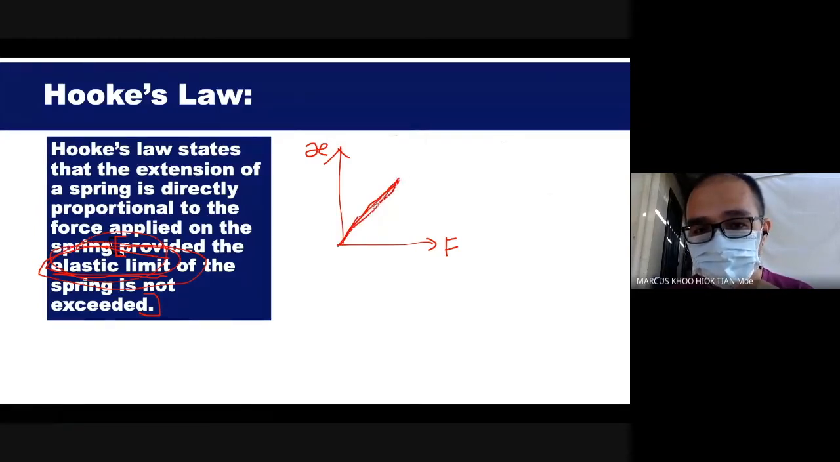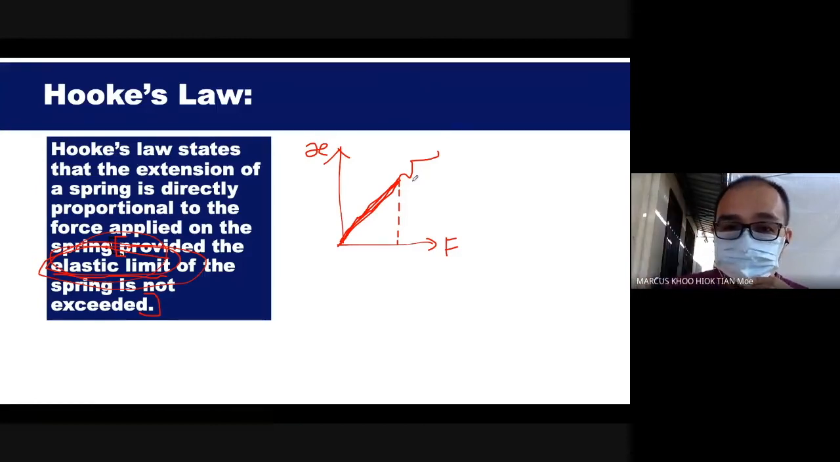It's supposed to be a straight line graph, but the moment you reach a certain force, where suddenly when you draw, the graph will become like this. Then you know that this particular part over here, the spring has already lost its elasticity. Dia sudah melebihi dia punya had kenyal. So this particular force over here, we call this the elastic limit.